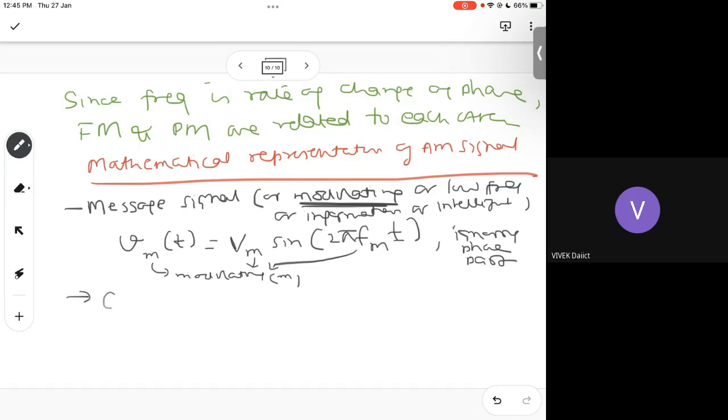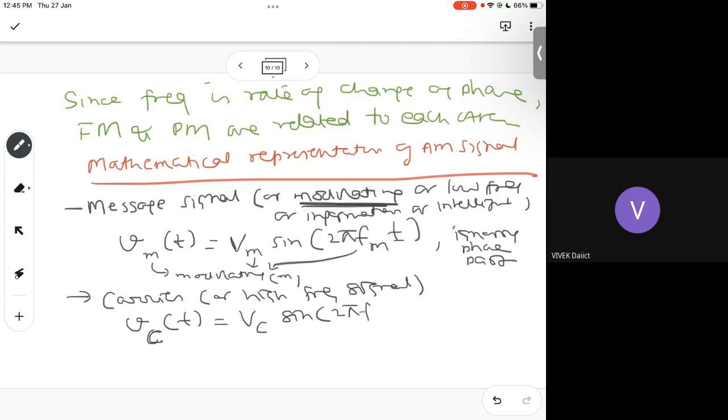Similarly, we have the other signal, which we call the carrier or high frequency signal. There is no other name for that. It is not an intelligent signal. It is just used so that my message signal can be overwritten over it, and it is written as v_c(t) equal to V_c sine 2 pi f_c t. Again, ignoring the phase part for simplicity.